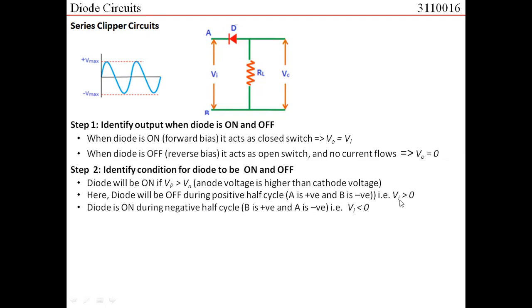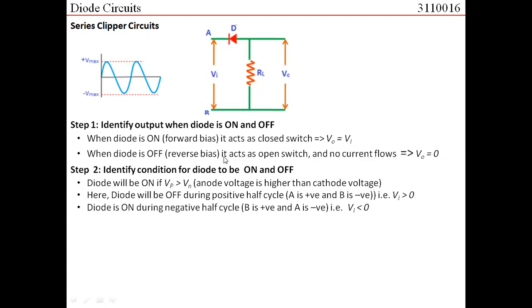So here we write: the diode would be off during the positive half cycle, A positive, B negative. That is, when input voltage is greater than 0, the diode is off. Similarly, in the negative half cycle, A would be negative, B would be positive. So the voltage at the P terminal would be positive, the voltage at the N terminal would be negative, and hence the diode would be on. It would be forward biased. When in the negative half cycle, B is positive and A is negative, that is input voltage is less than 0, the diode would be on.